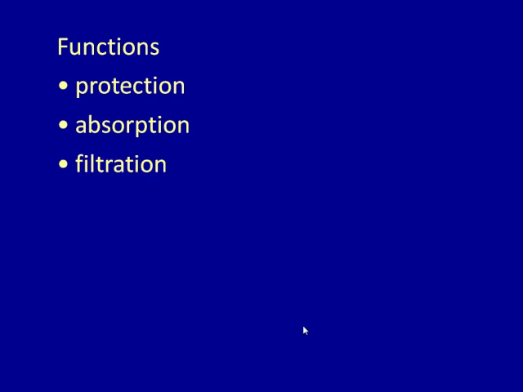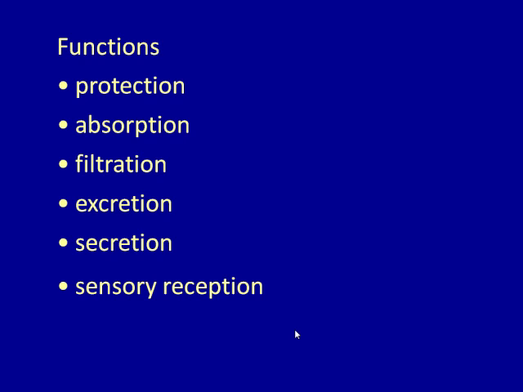Epithelial tissue has a number of functions. Because it is found on surfaces, it can protect the underlying structures. Sometimes it is modified to absorb materials. It can also act as a filter or as an excretory unit, getting rid of unwanted waste products. Sometimes the cells are involved in manufacturing something that they secrete, like mucus. And because they are on surfaces, they may play a role in sensory reception.